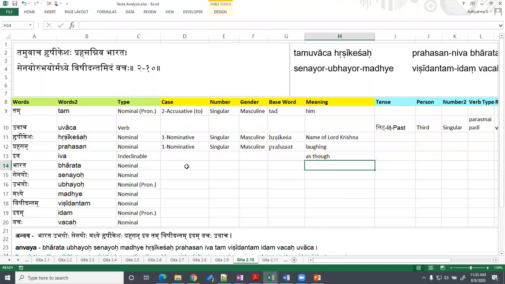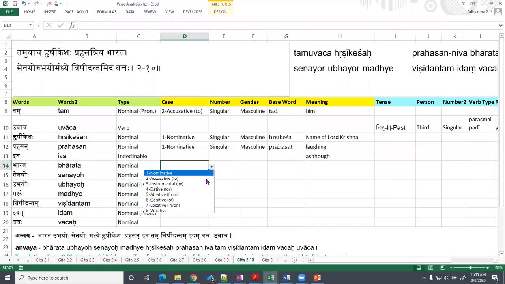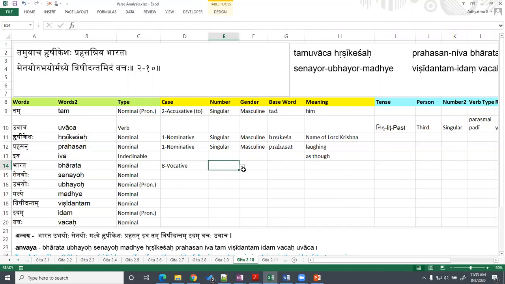Bharata is a vocative, singular, masculine. So the base word is the same like Rama. And it's a vocative form. So it's an address. So Sanjaya is speaking to Dhritarashtra. So he is saying, "O Bharata."